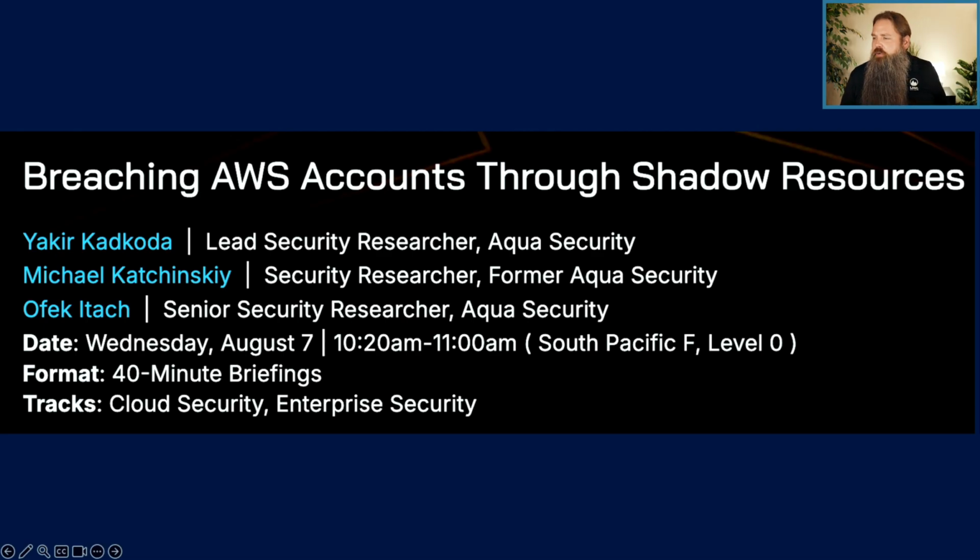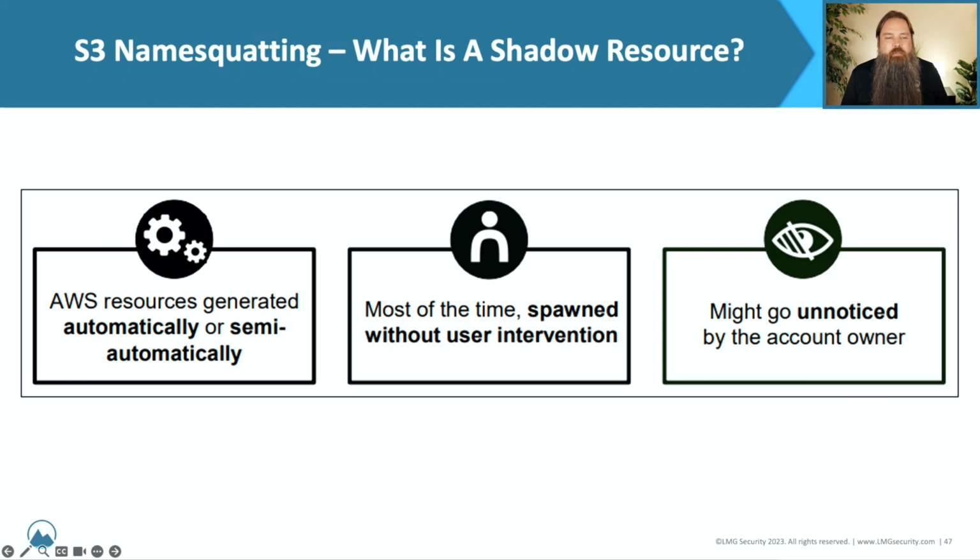This brings us around to another very interesting presentation that we saw, and this was about breaching Amazon Web Services accounts through what we call shadow resources. When we talk about shadow resources, what we're really talking about are resources that are generated automatically, or at least kind of automatically, during other processes in the AWS environment. And you can see a diagram of what name squatting is going to look like here. We'll give you that definition as we go.